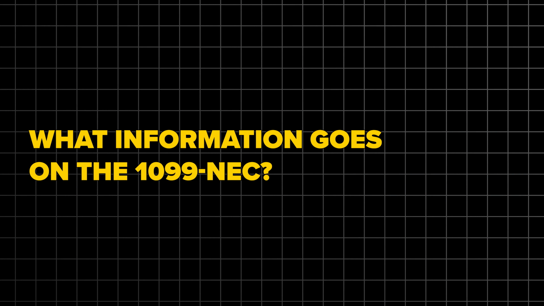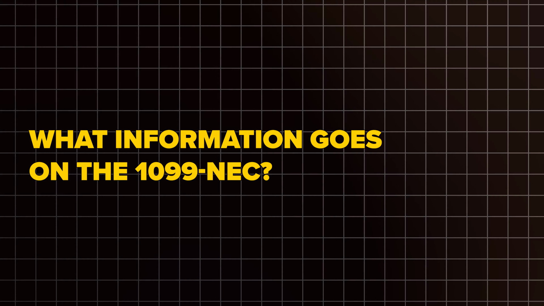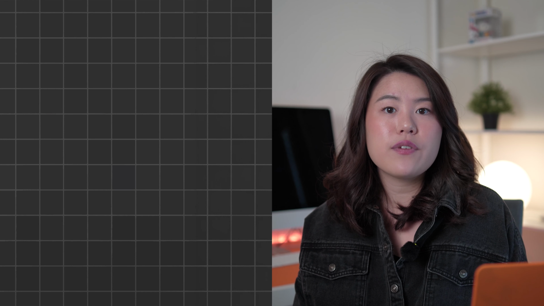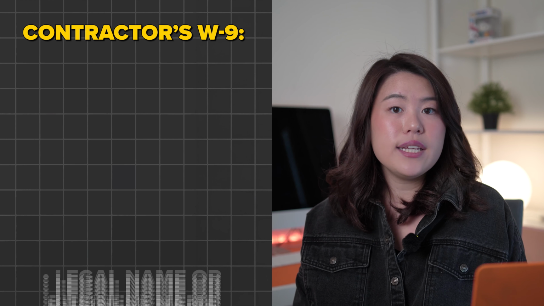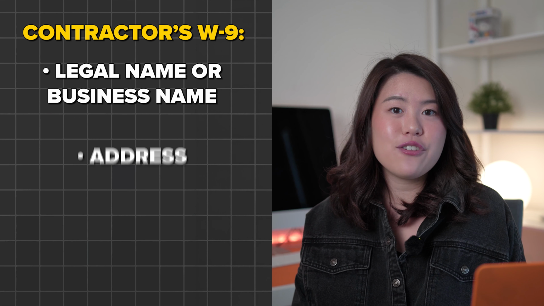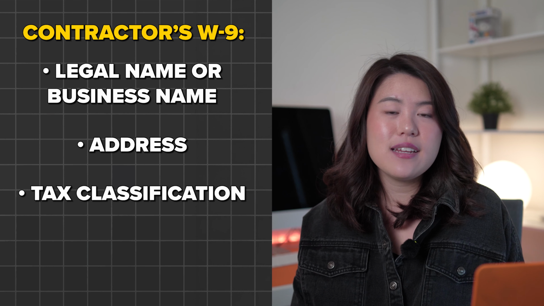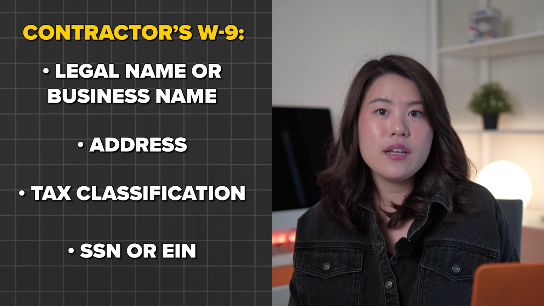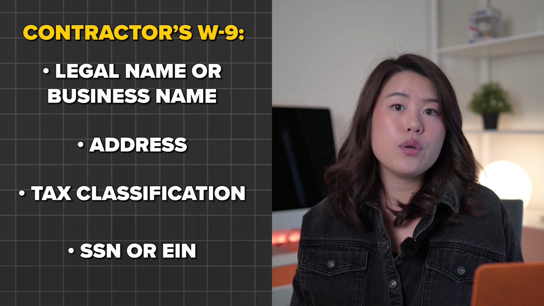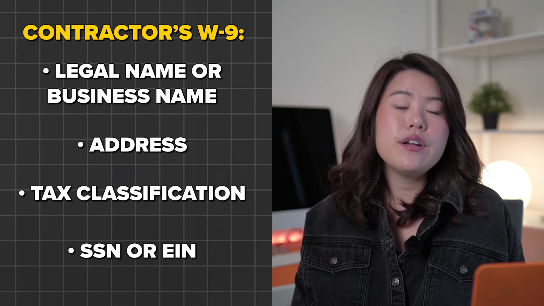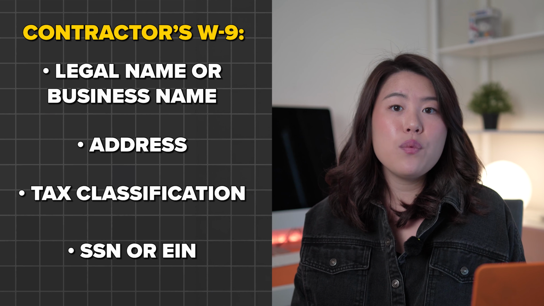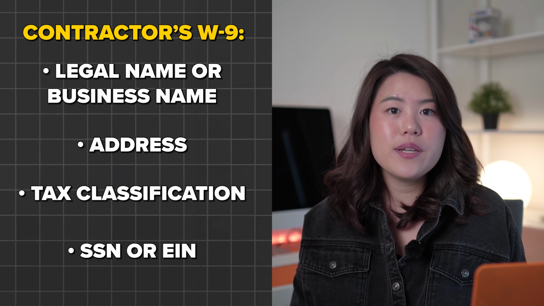What information goes on the 1099 NEC? Everything comes directly from the contractor's W-9: legal name or business name, address, tax classification, SSN or EIN. Your job is to report the total paid to that contractor during the calendar year, and any withheld taxes, almost always zero for contractors. If the totals or contractor info are wrong, the IRS will reject the filing.